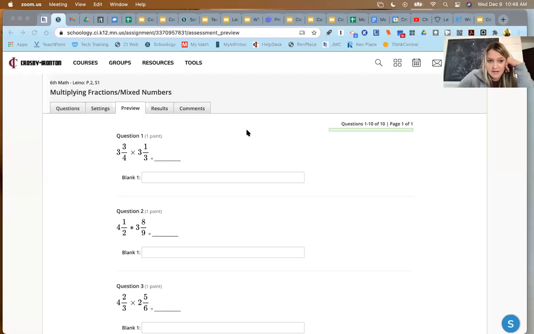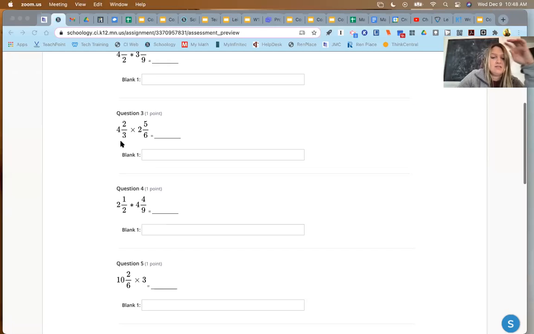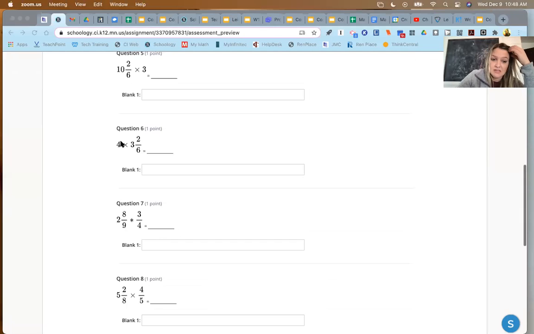So the math assignment for today is in Schoology. It's on the sidebar. It's called multiplying fractions and mixed numbers. So just remember, make these mixed numbers improper, then multiply straight across, and simplify.